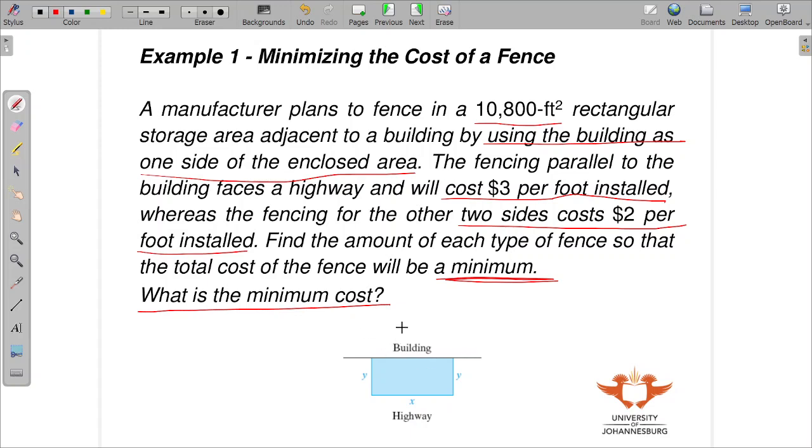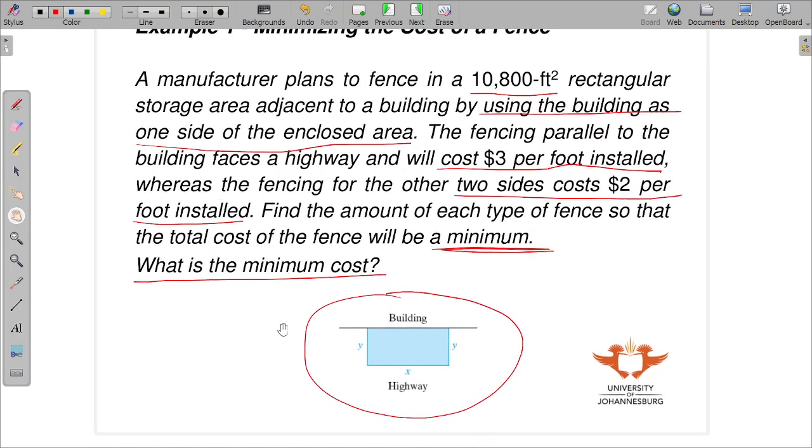This is a picture of what we are talking about. We want to fence an area, and this other side is already on a building, so there's no need to fence it. Now we have this side to fence. This side we call x, that is the one facing the highway. And we have the other two sides.